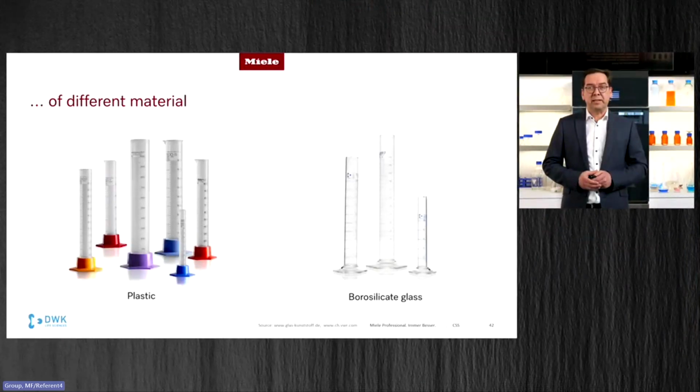And the third part is you also have to consider the material that this lab glassware was made of. On the one hand, you have borosilicate glass, and on the other side, you may also have plastic goods. And it's pretty clear that borosilicate laboratory glassware is more resistant to heat and chemistry compared to plastic goods.